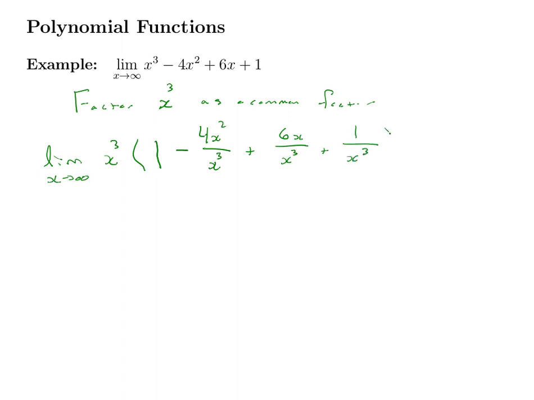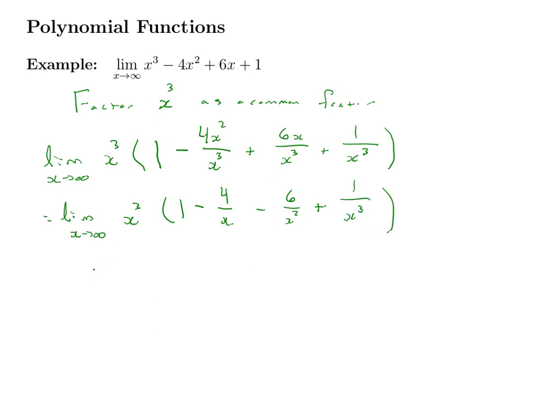So this is what we've got. I'm going to take a second and just rewrite this where I simplify all those fractions. So I've got my x cubed out front still, 1. Here I'm going to just cancel out as many x's as I can. So I'm just left with 4 over x. And in this one I've got 6 over x squared. And in this one I've got 1 over x cubed still.